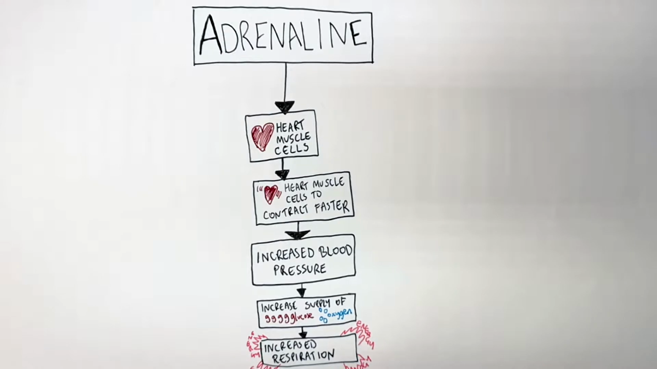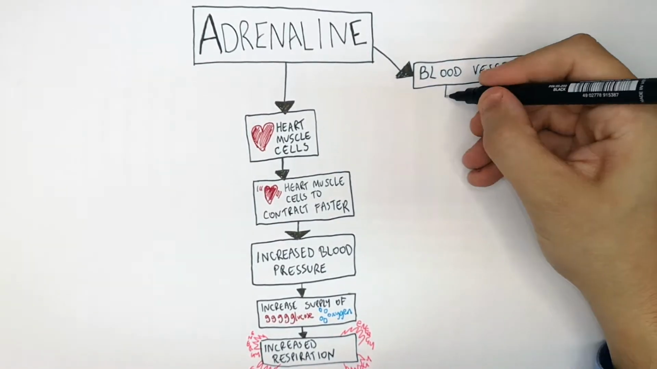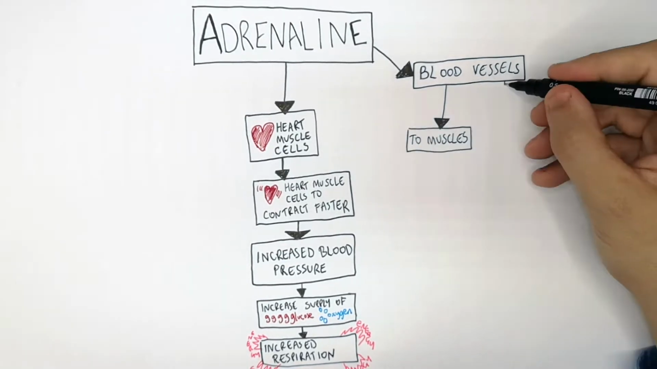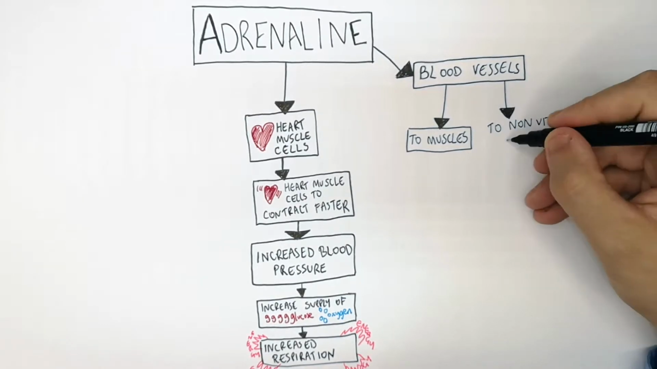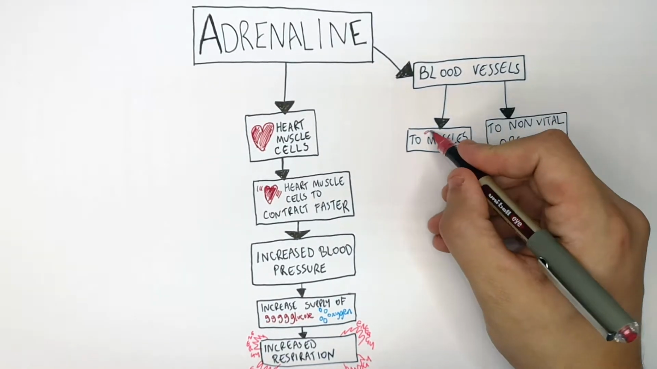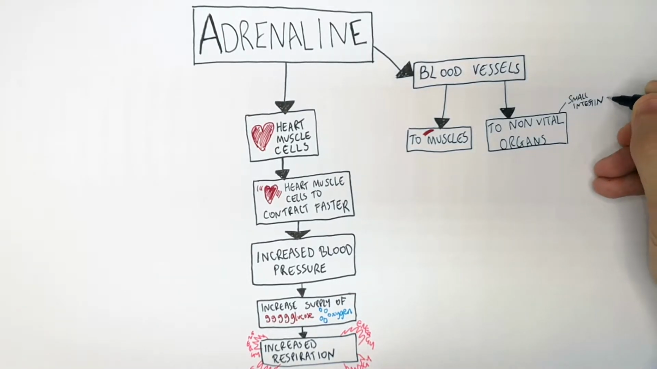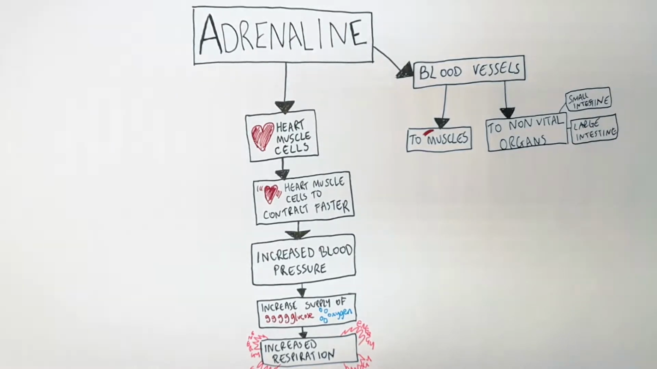The adrenaline is also transported to your blood vessels. So your blood vessels receive adrenaline, and these blood vessels to the muscles are affected, and then so are the blood vessels to the non-vital organs. So your blood vessels to your muscle cells and your non-vital organs, such as your small intestine and your large intestine, they're two examples of non-vital organs.